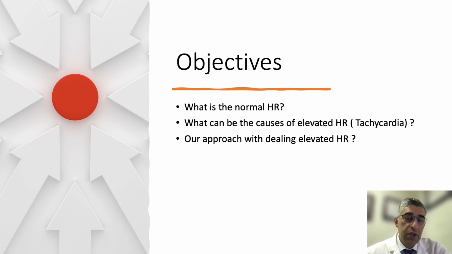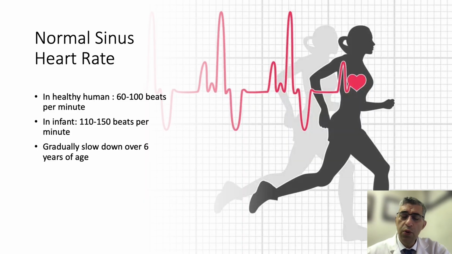We will first learn what the normal heart rate is, what can be the cause of an elevated heart rate or tachycardia, and technically what approach should be taken when we're dealing with an elevated heart rate. As you all know, the normal heart rate, which is very important for all of us to understand, is between 60 to 100 beats per minute. In kids, that number should be higher, 110 to 150. After the age of 6 years old, we start to slow down on our heart rate. For anybody, an elevated heart rate is going to be above 100, which we call tachycardia.